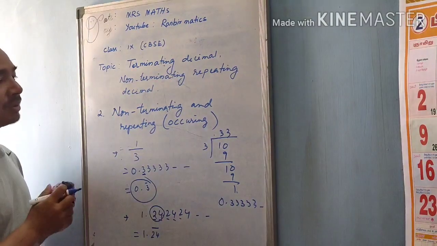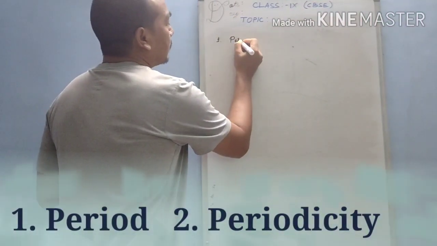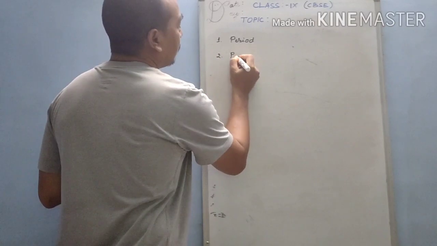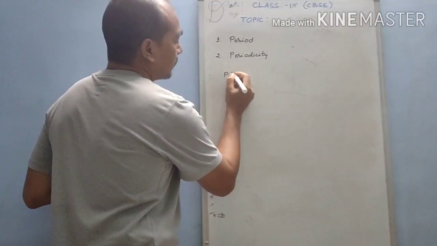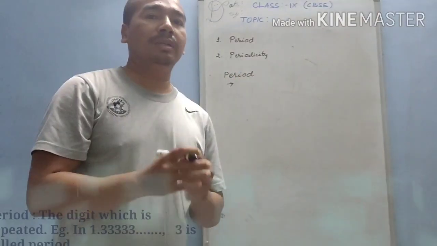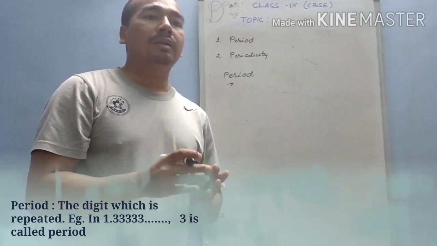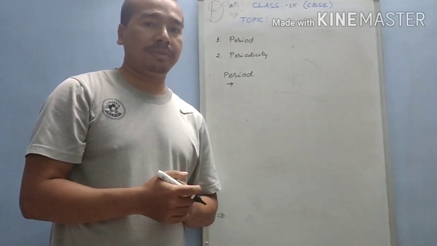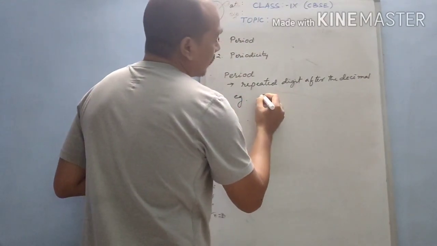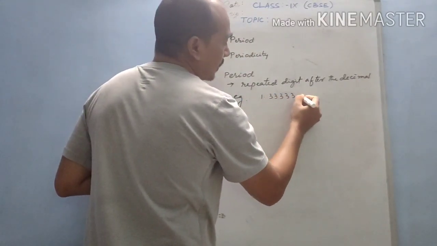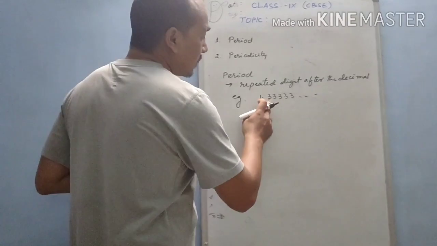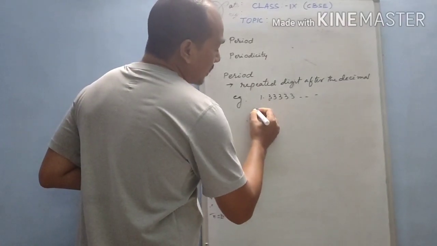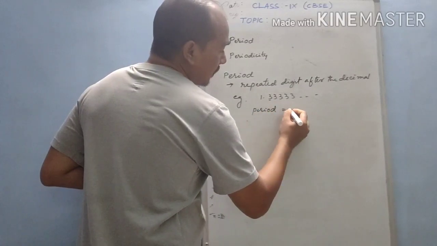Okay, in this non-terminating repeating decimal, you must know 2 terms here. First one, period. In the non-terminating repeating decimal, the repeated digit is called period. Example, 1.33333 and going on. Here after the point, 3 is repeated frequently, so this 3 is called period. So in this number, period is 3.